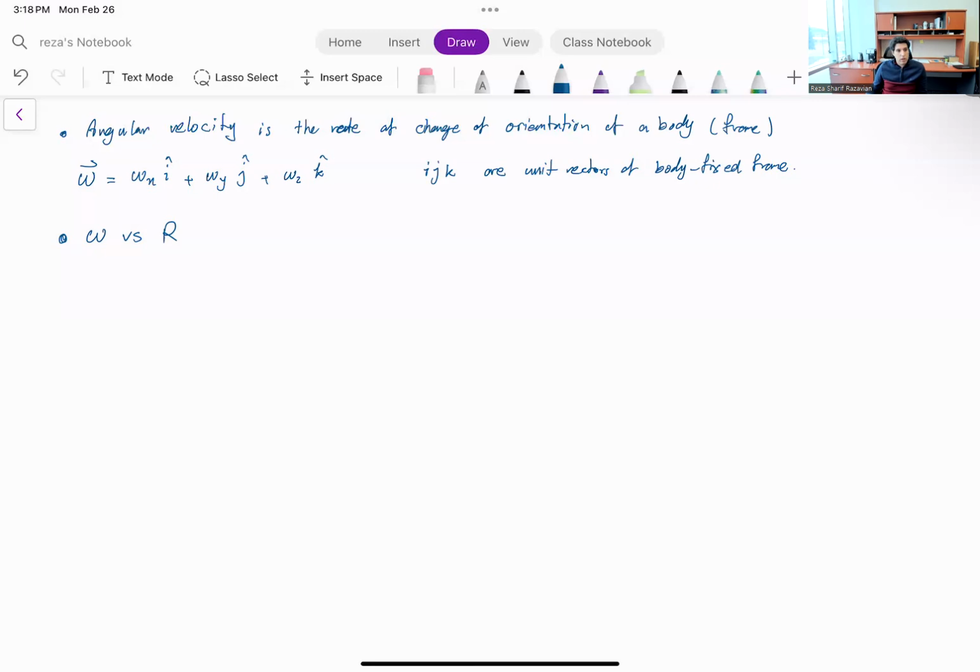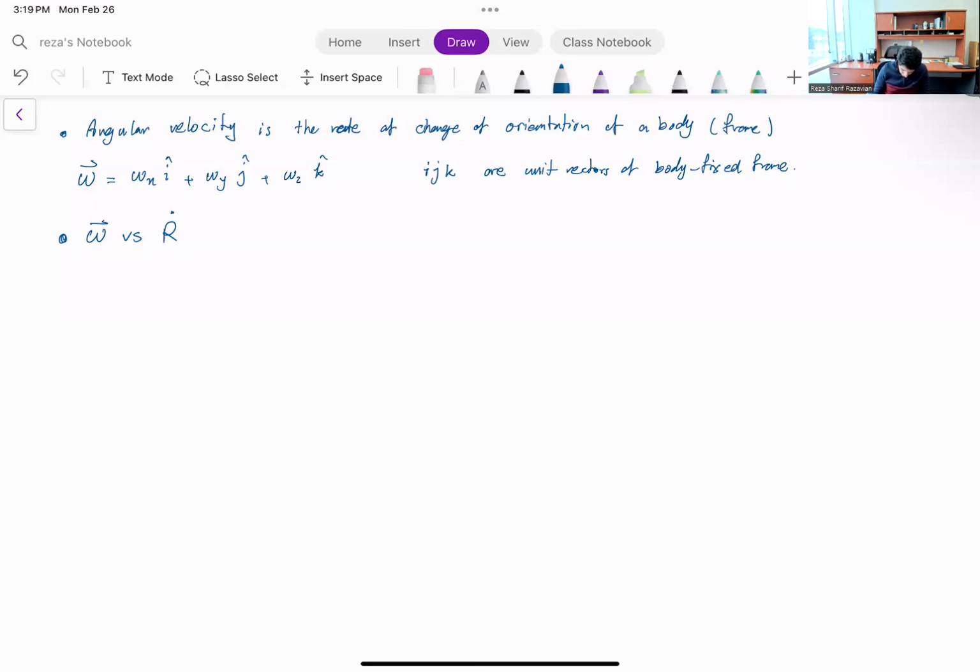Here the goal is, imagine I know somehow magically one of the two, either the angular velocity or how my rotation matrix is changing. Let me put it R dot, or R, I don't know. We know one of them, we want to find the other one.